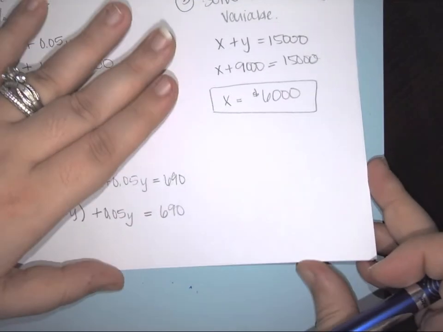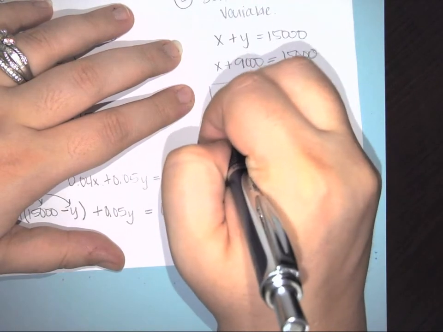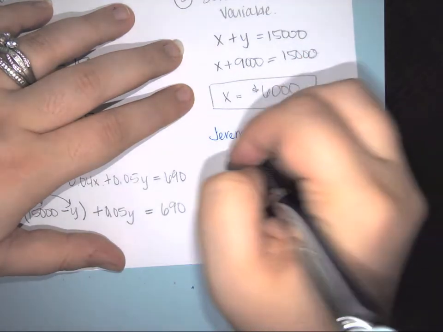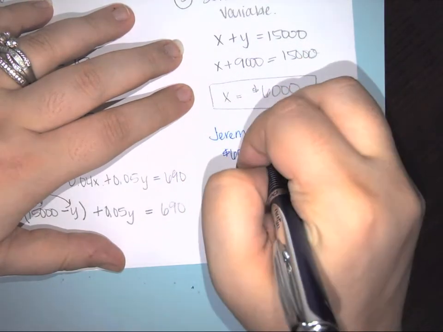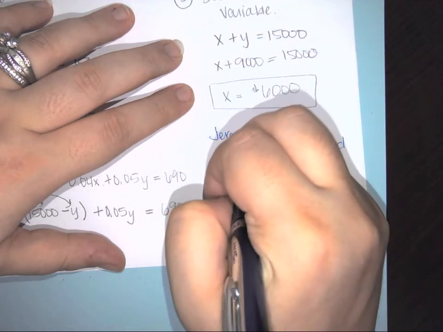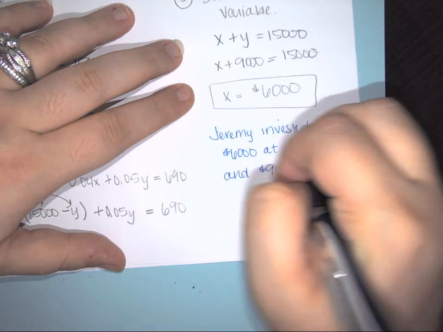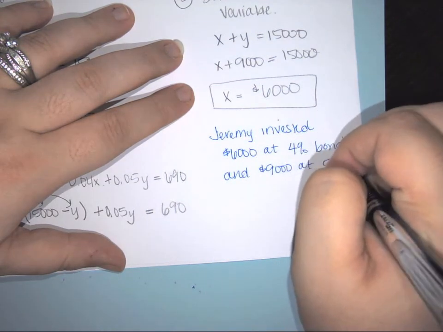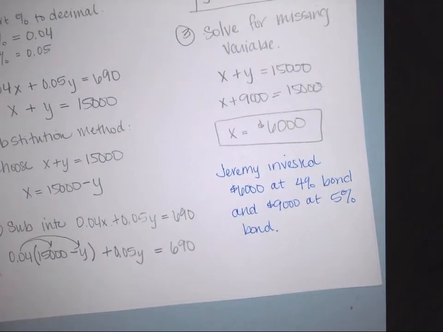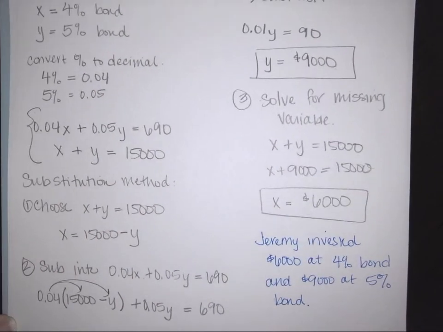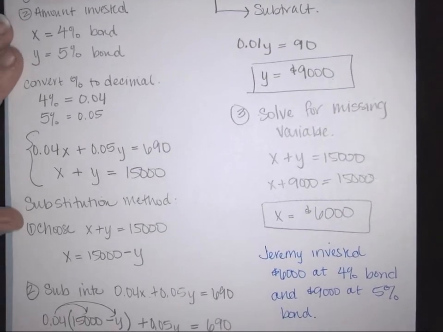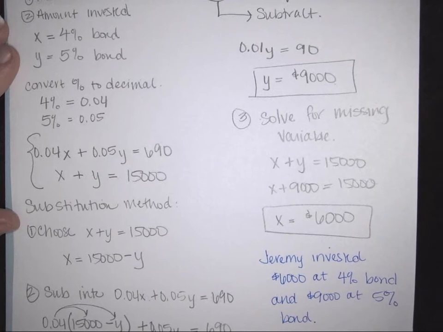And your conclusion says that Jeremy invested $6,000 at a 4% bond and $9,000 at the 5% bond. And that would be your overall result. Okay, so that is a second example of using the substitution method to solve a system of equations.